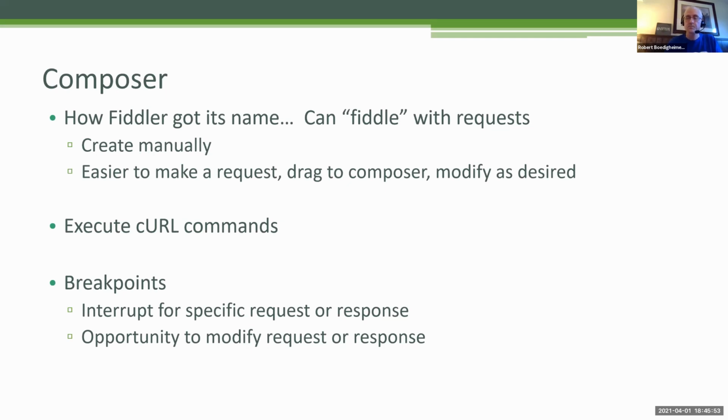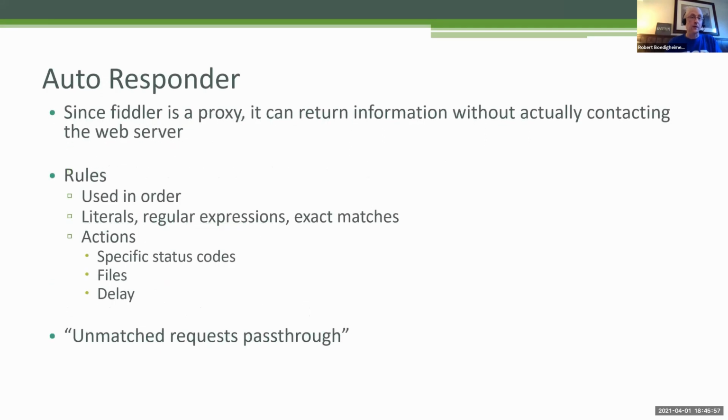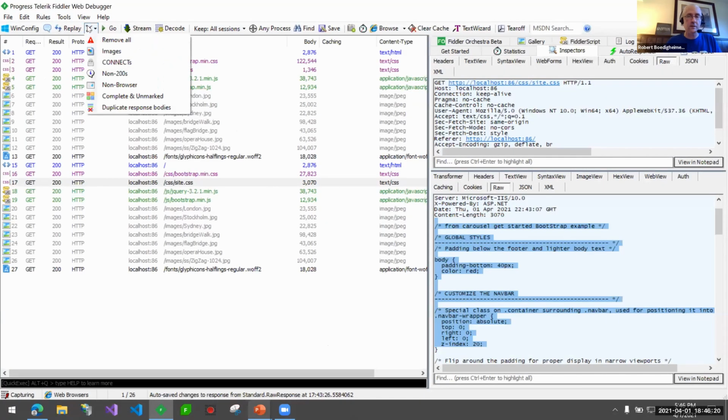So that is Composer. Another good one is Autoresponder. Because Fiddler is sitting between the client and the server, Fiddler can actually choose to send back different responses. So I can set up some rules. I'll show you what the rules look like. They're in order. I can do regular expressions if I want to. I can set particular code. So it's easier to show you this than explain it.